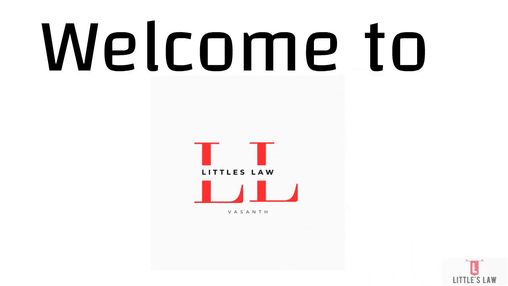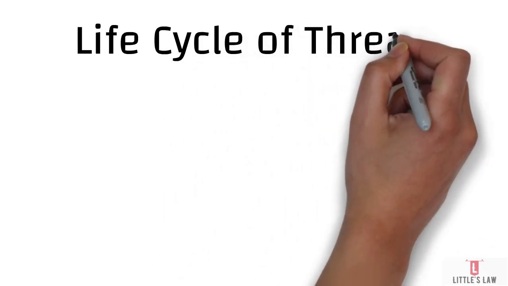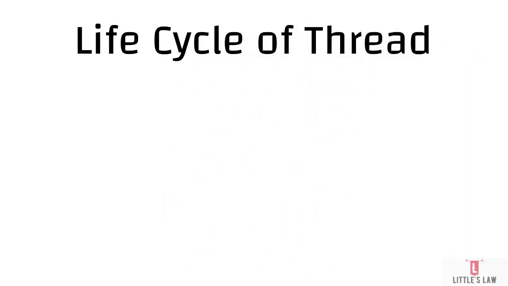So, today in this video, we are going to see about the thread life cycle with example. Totally, there are six different states for every thread, and we will see the different states and how they work with examples.